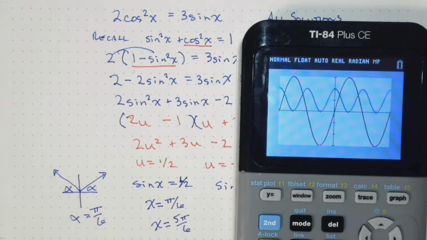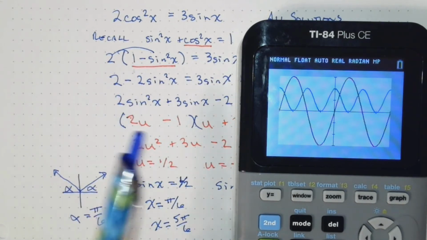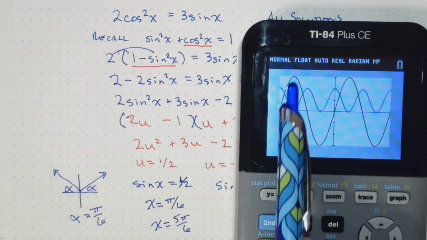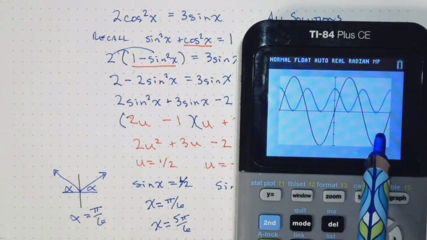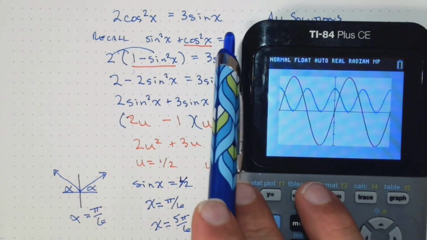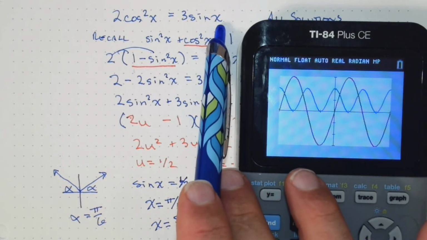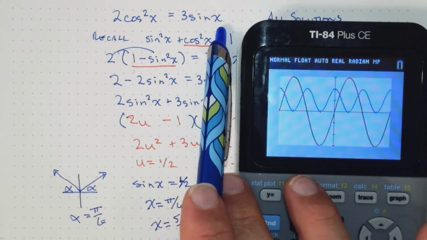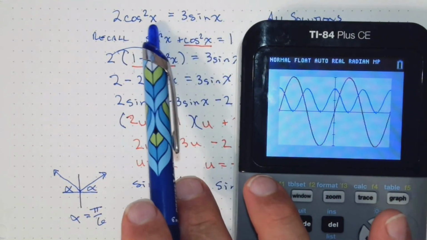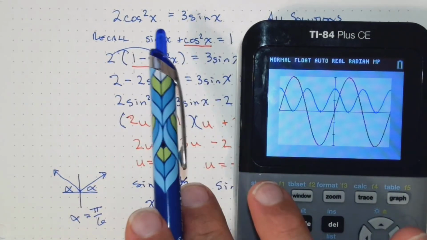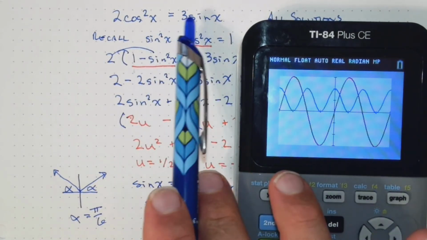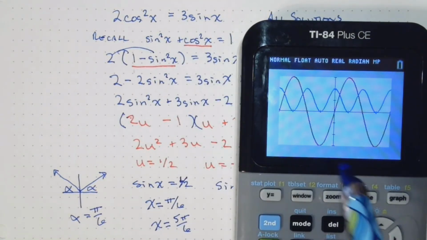And I noticed that the intersections are going to be based on the period of the sine function. Well, what's the period of the sine function? The time it takes to repeat itself is 2 pi. Cosine squared, its period is clearly pi. But 3 sine x, its period is 2 pi. That's where I see my intersections.